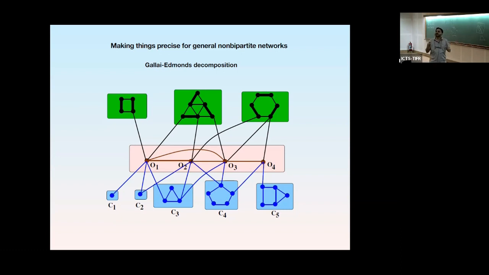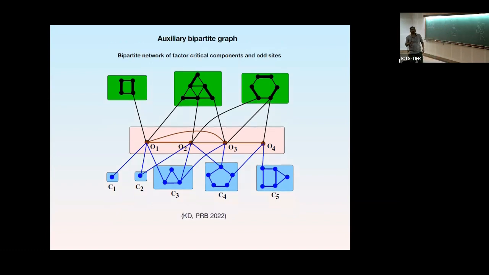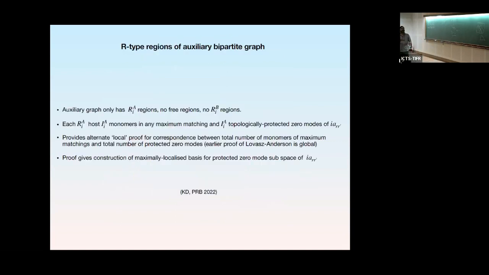So now all I'm going to do is run my old idea again. I'm going to imagine each of these factor critical components as some super sites, and I'm going to build a fake bipartite graph. I delete all these vertices, I delete all the brown connections between these different odd sites, and I collapse each of these factor critical components into single sites. And then I have a bipartite graph between these super sites C and these sites O. If I call the super sites A type and the other sites B type, it's this fake bipartite graph.